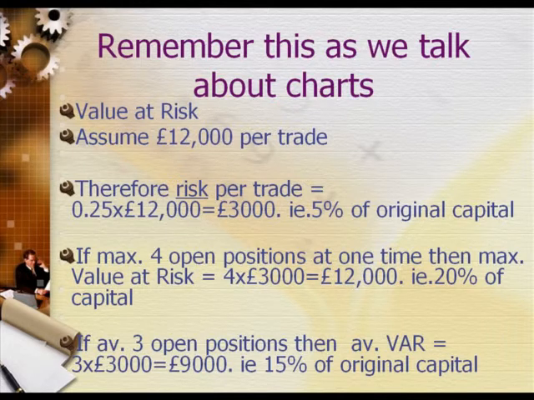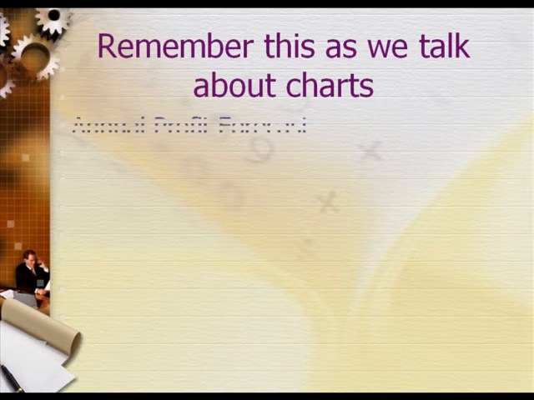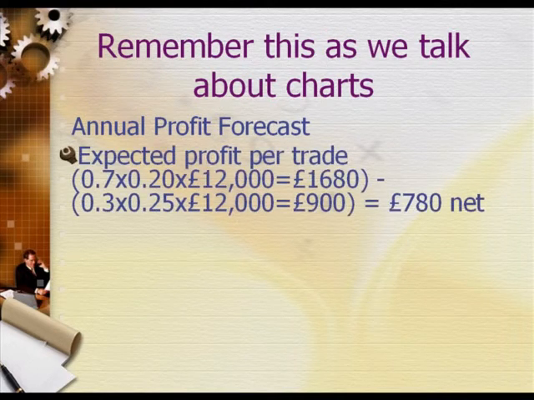What about annual profit forecasts? Well, annual profit forecasts work a little bit like this. Let's say, what's your expected profit per trade? Well, 7 times out of 10 you're right, and you make a 20% gain on a £12,000 trade. That means you should be making roughly £1,680. That's your expected gain. 7 times out of 10 you're right, that's 0.7. 20% gain, that's 0.2. Times £12,000, that's the amount of money you place per trade, that's 1,680.